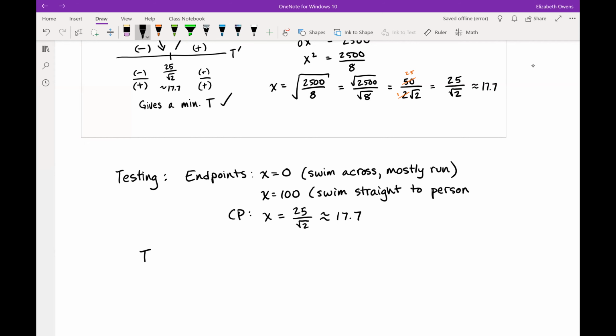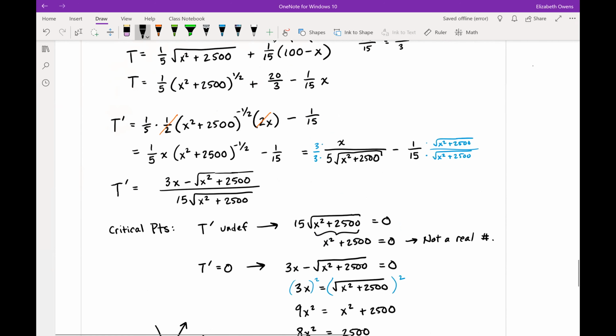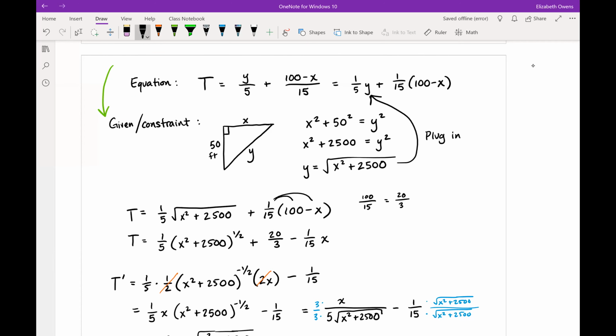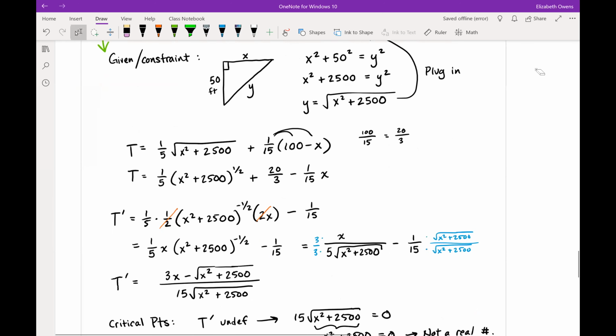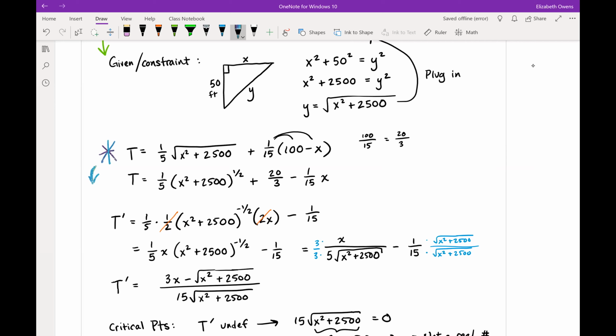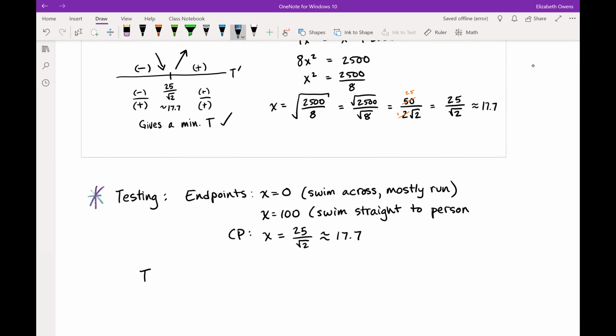In our time function, t of x, where'd it go? There it is, right here. That's this guy right here. That was in terms of y. Let's go ahead and use our function that's just in terms of x. So I'll put a little star next to this one, showing that we should go on to this next page. Okay, for our final testing of this.